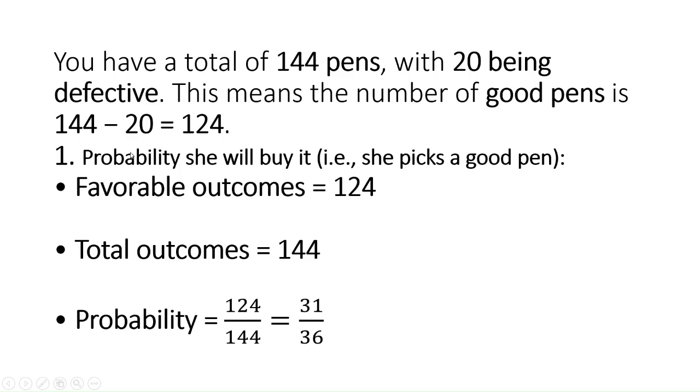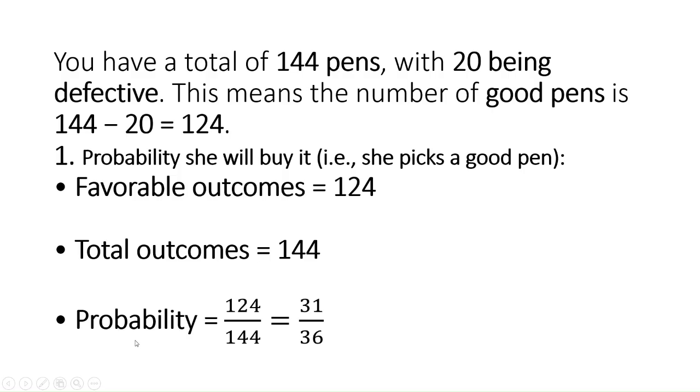So for the probability that she will buy the pen means she picks a good pen only, right? So how many favorable outcomes will be there? 124, because we have 124 good pens there. So favorable outcomes are 124 for that particular event. So total outcomes means 144. That means the total number of pens in that particular lot.